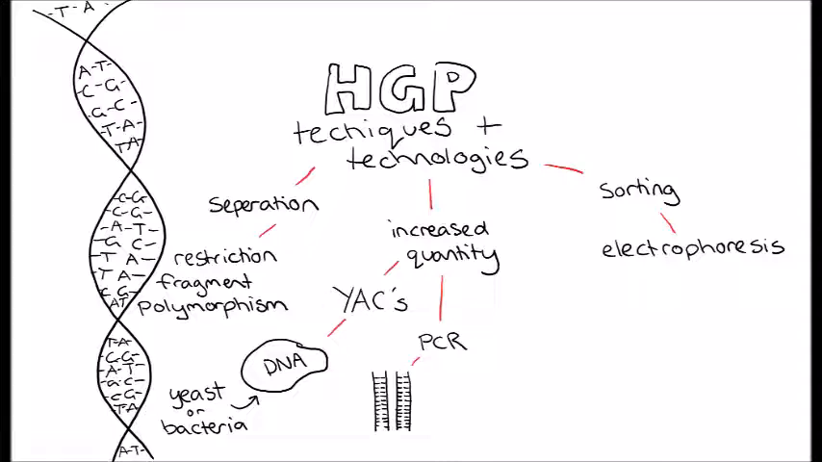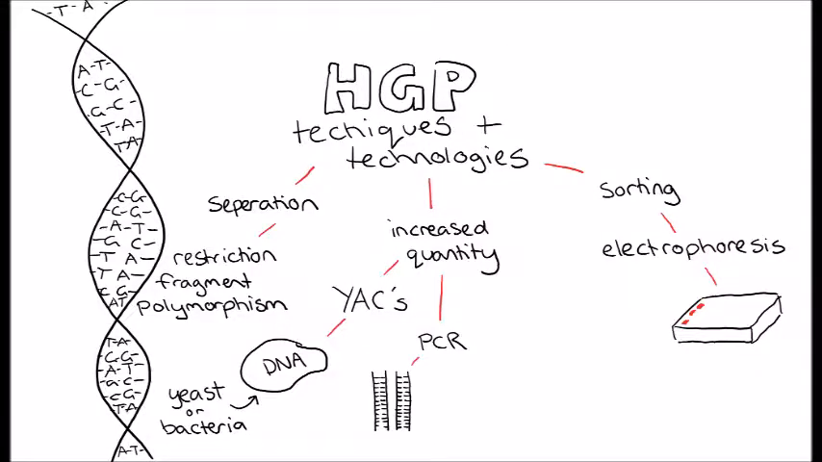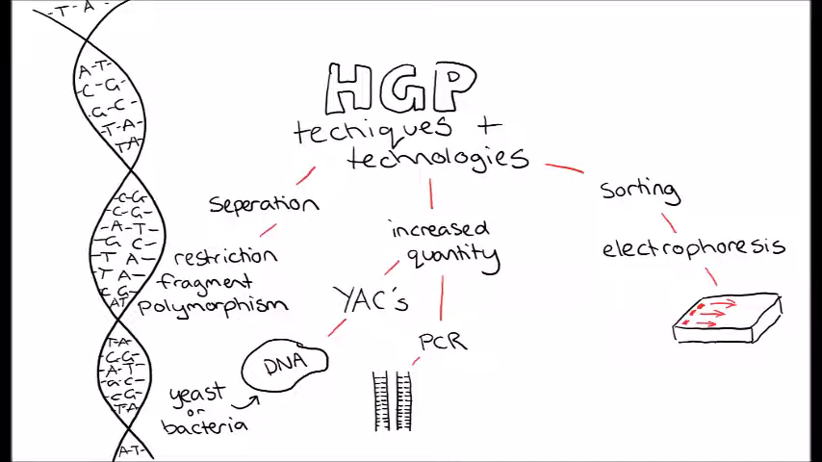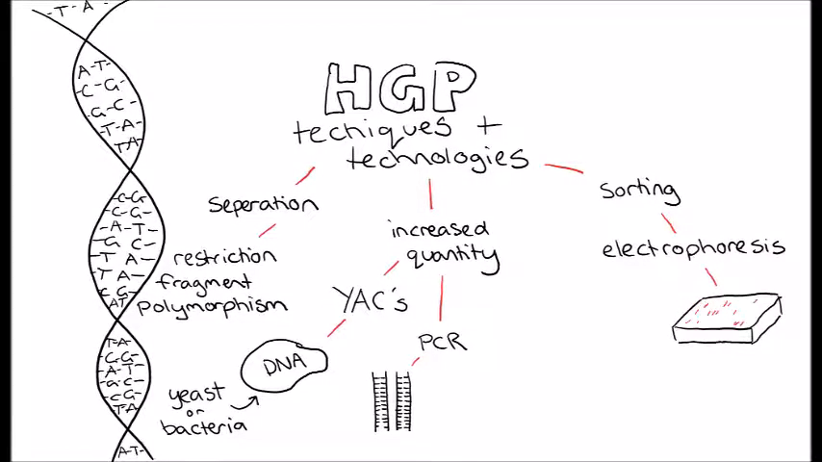Electrophoresis is used to identify varying lengths of DNA. DNA samples are placed in indentations in the gel slab. The gel is then charged with an electric current. As the DNA is negatively charged, it will be attracted to the positive end and will move through the gel. This separates the DNA strands according to length.